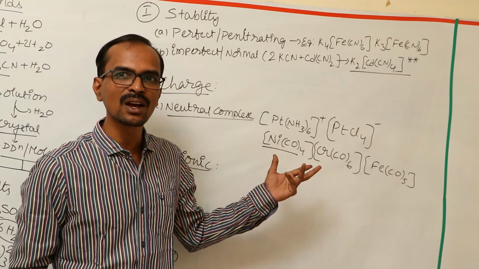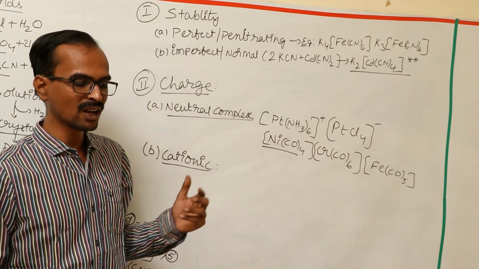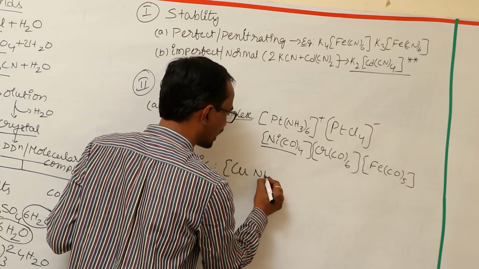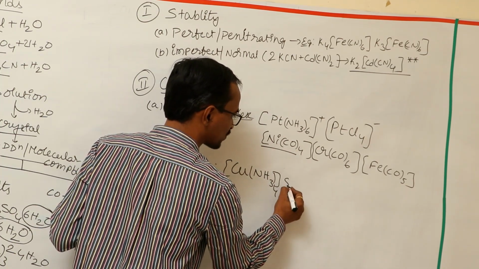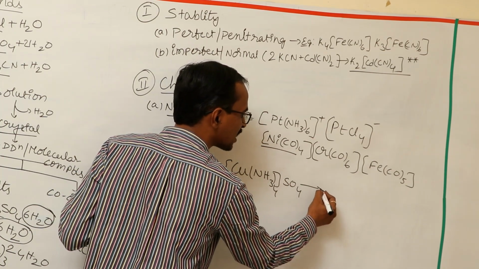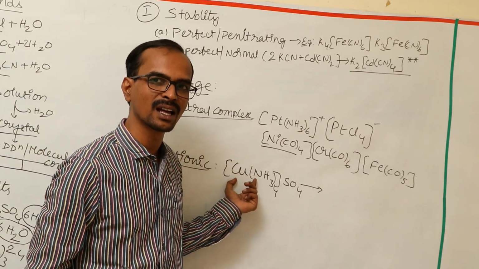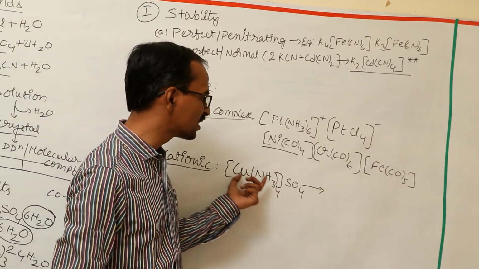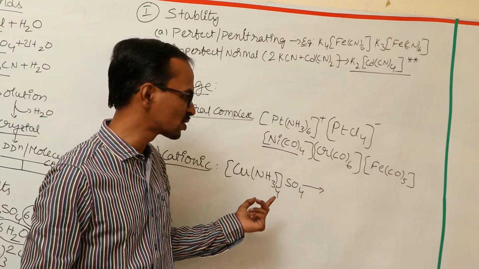If the complex ion carries a positive charge, they are called the cationic complexes. Let us take an example. Here Cu(NH3)4 SO4. If you dissolve this compound, which is formed by the combination of copper sulfate and ammonium sulfate, when copper and ammonium sulfates are mixed, you will get this kind of complex. The names of these complexes we will discuss in the next video.